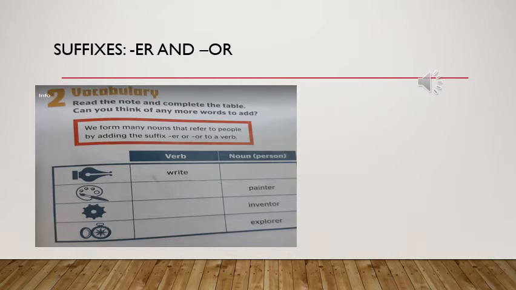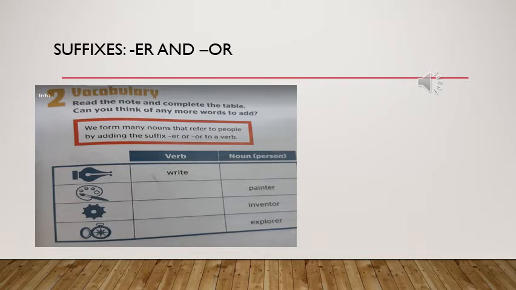Now open your class book, page 83. You will see number 2, vocabulary. This exercise is about what? About suffixes. You just add ER or OR to make new words. From a verb you will make nouns. Read the notes and complete the table. Can you think of any more words to add? We form many nouns that refer to people by adding the suffix ER or OR to a verb.